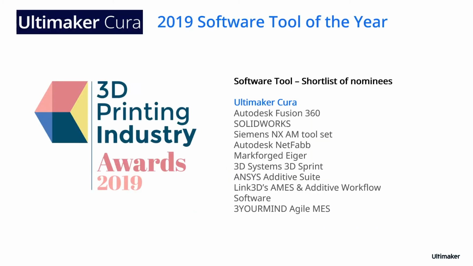Ultimaker Cura was awarded the Software Tool of the Year award from the 2019 3D Printing Industry Awards. Last year's annual event in London saw the attendance of more than 150 guests, representing over 60 companies in both desktop and industrial additive manufacturing. A big thank you to all who voted for Ultimaker Cura.